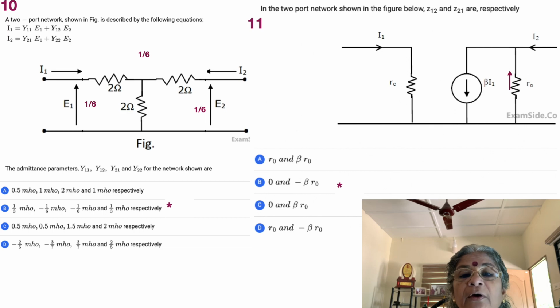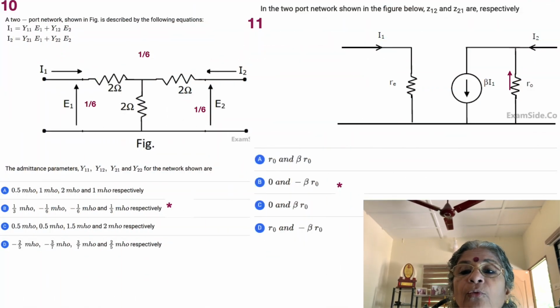So Z12 means that you don't give I1, but you give I2, and then you measure the voltage V1. You see that you get nothing. So you say that it's equal to 0 because you are not giving any current. If you measure V1, nothing happens. So we see that Z12 is equal to 0. But Z21 is not equal to Z12 because this is a nonlinear circuit.